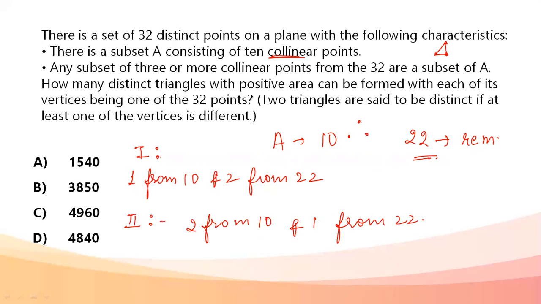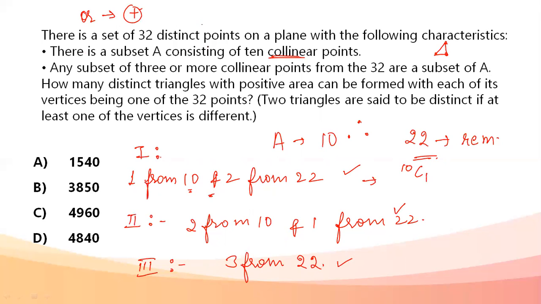Okay. Third case, it is not given hard and fast that one has to be always from these 10 collinear points. I can take all the 3 from 22. I can take out my points in this way. Okay. Now, either this is forming a triangle or this is forming a triangle or this is forming a triangle. In PNC, whenever there is or, I do addition. So number of ways. 1 from 10, it becomes 10C1.